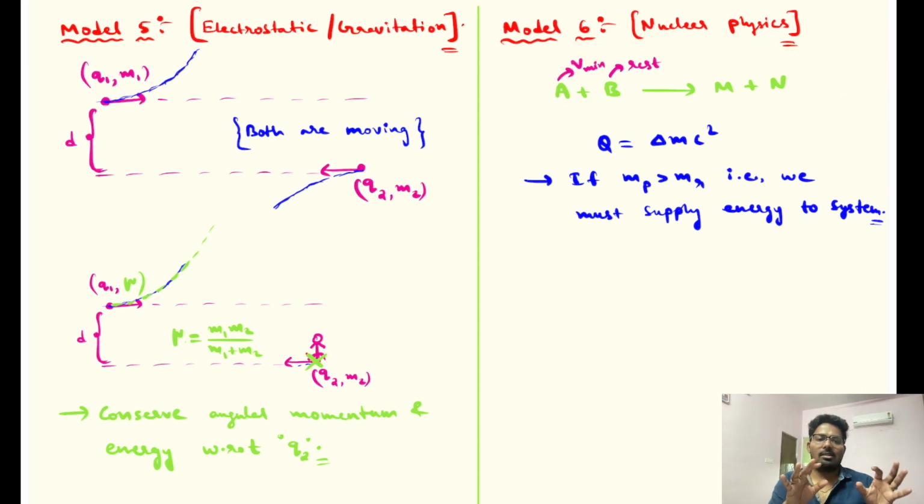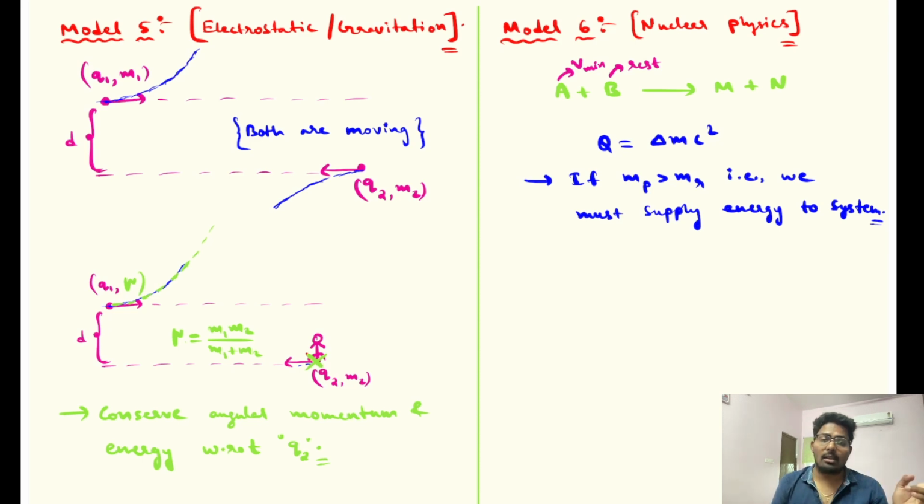If both are at rest, the mass of the products is more than the mass of the reactants, so the reaction cannot be done unless we supply some energy to the system. In what form are we supplying the energy to the system?